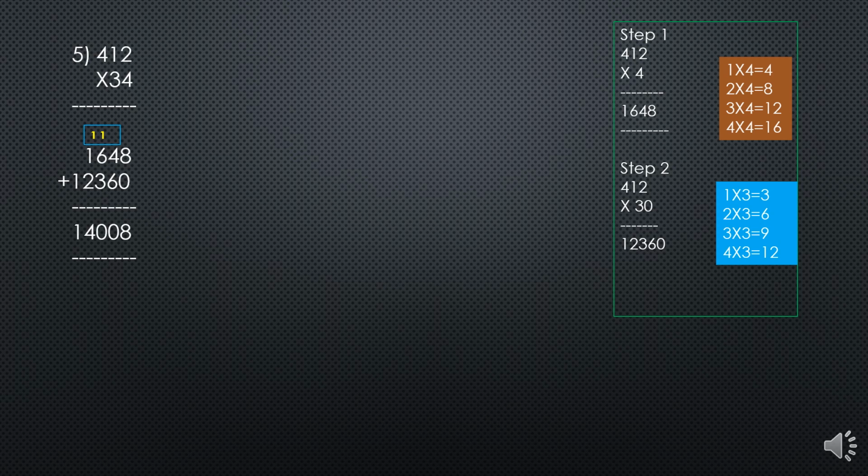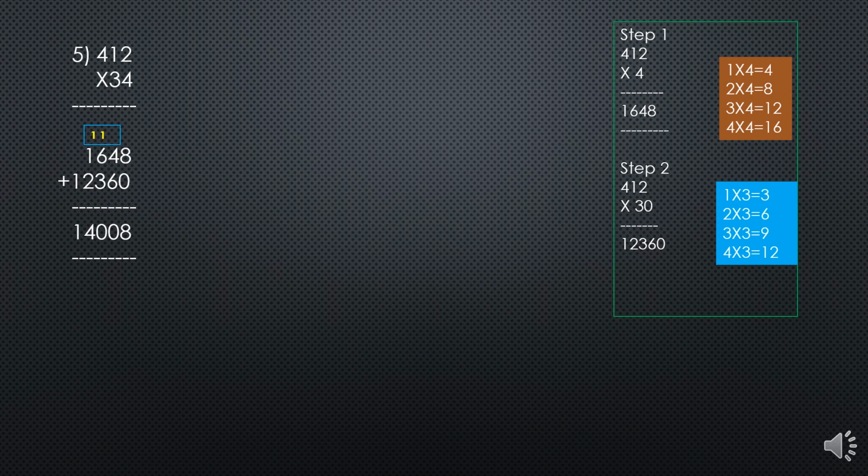Okay. So when you multiply the ones digit 2 by 4, what will you get? 2 4s are 8. Next, we want to multiply by the tens place digit 1. 1 into 4 is 4. Next, by the hundreds place digit 4. 4 4s are 16. So what is the product we are getting? 1648.